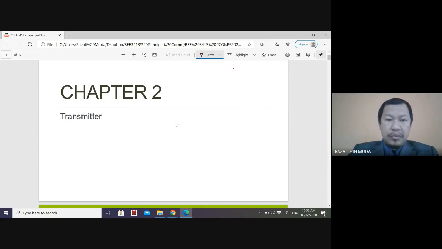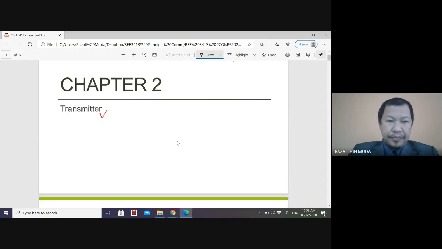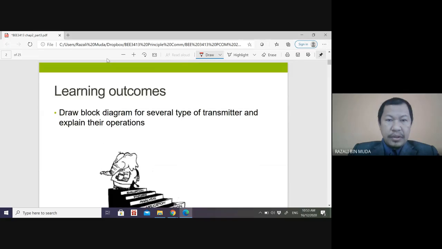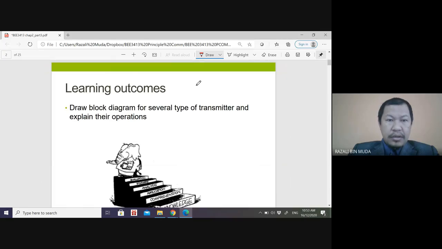Okay. So chapter 2, part 3, transmitter. The learning outcomes: the student should be able to draw block diagram for several types of transmitter and explain their operations. Okay, we are talking about the transmitter, transmission, and the operation of parts of this transmitter.